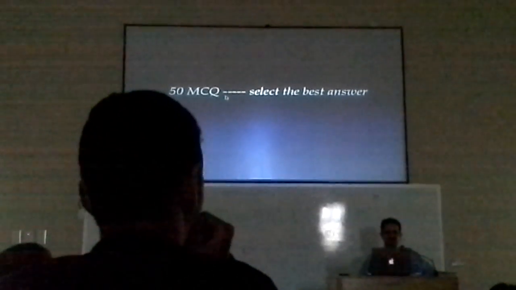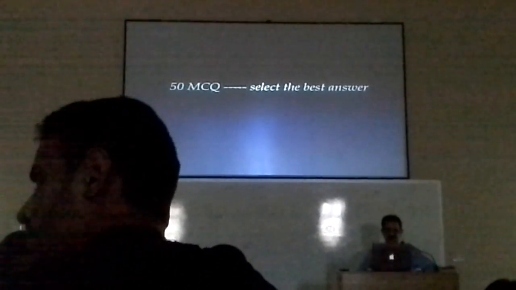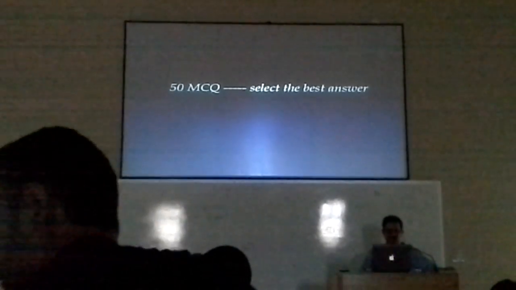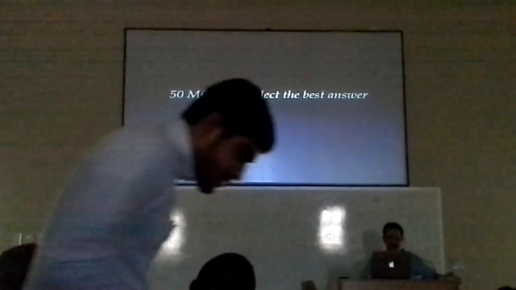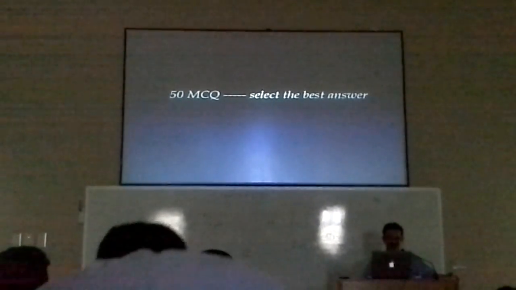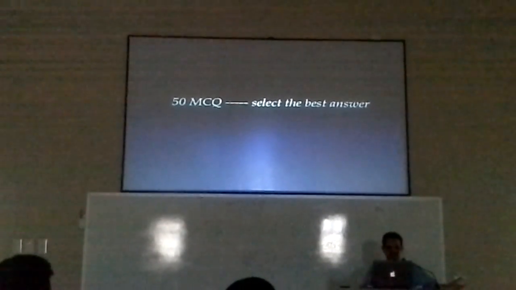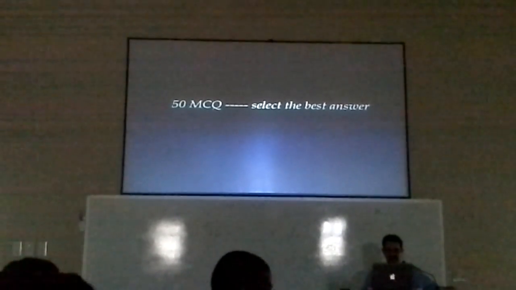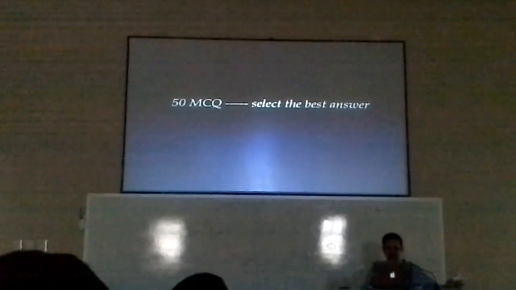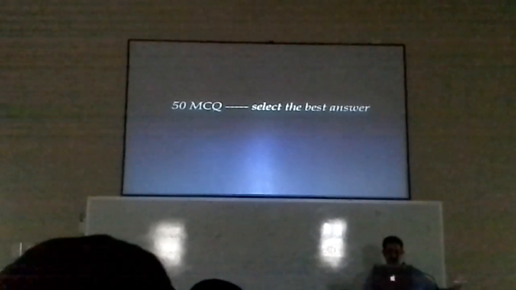MCQ. You have to select the best answer. So mainly the kind of questions that will be asked: number 1, radiological anatomy, where you have to identify the structure; number 2, gross abnormalities, where you have to make the best diagnosis; and number 3, very easy, about the investigation, like whether this is CT scan, MRI or ultrasound.